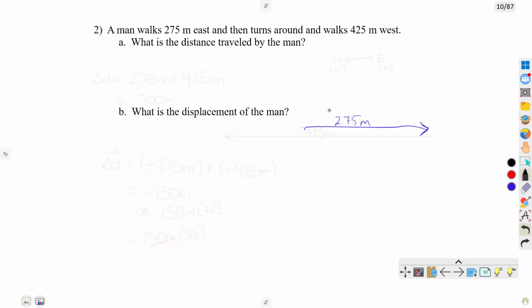Why am I not putting a plus sign there? Well, remember, we know the direction, so we don't need a plus or a minus sign with it.